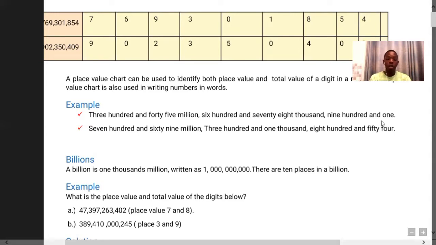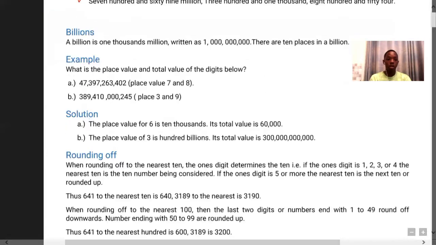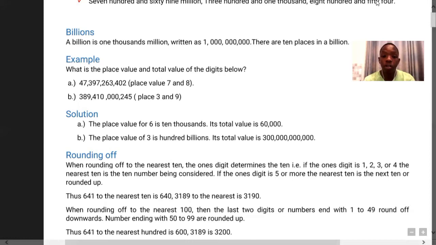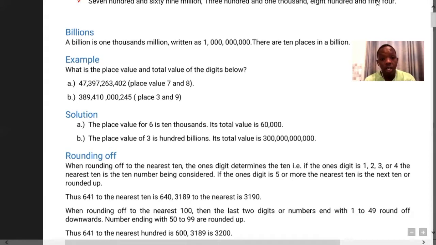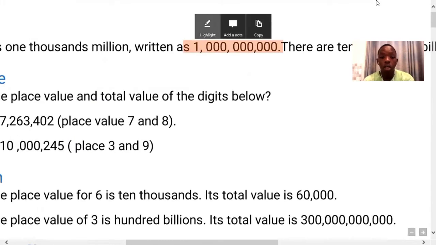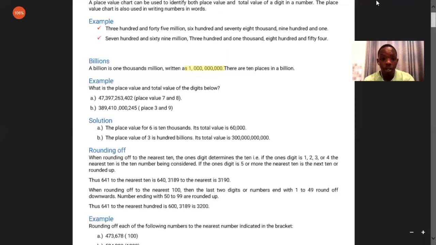We have an example here, 345,678,901. We also have billions. I'd like to touch on billions a bit. A billion is 1,000 million. So this is the written form of a billion. I'm going to give you some time to write it down. Let's just highlight that. That is the written form of a billion.